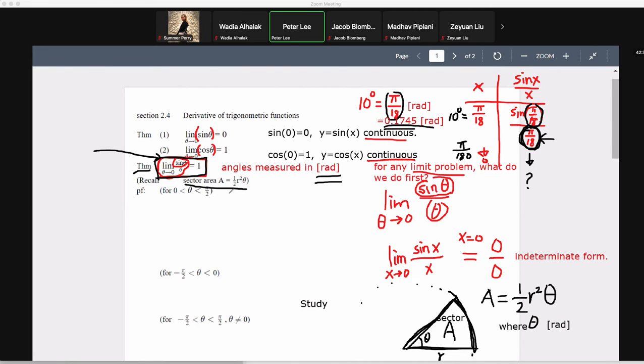Before I draw a diagram, you need to know the formula for the sector area. The sector area formula is this right here: the sector area is equal to half r squared theta. This is not a trigonometry class, so I don't think I can spend time on this. If you don't know this, please study the proof of this sector area formula, which is actually quite simple.